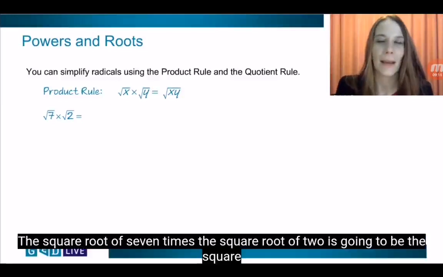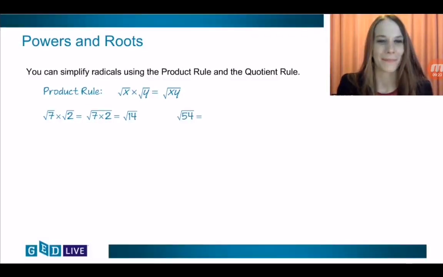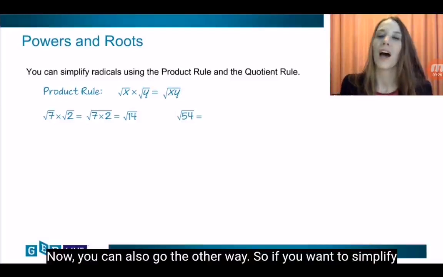The square root of 7 times the square root of 2 is going to be the square root of 7 times 2. Or you can rewrite this as the square root of 14. Now, you can also go the other way.